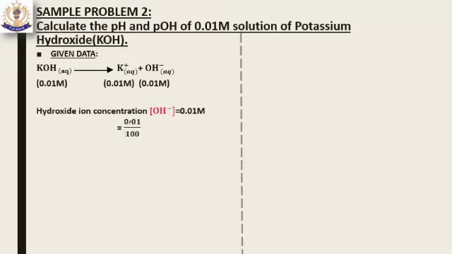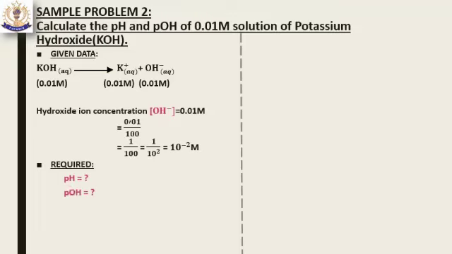Again, we will omit its point. We get 1 divided by 100. Instead of 100, we can write 1 divided by 10 raised to power 2. This 10 raised to power 2 becomes 10 raised to power minus 2. We are required to calculate its pH and pOH.